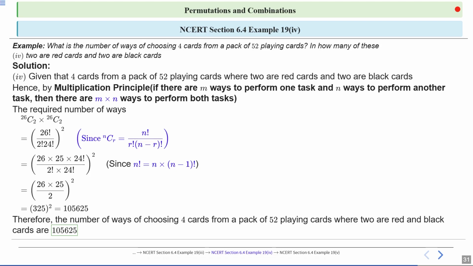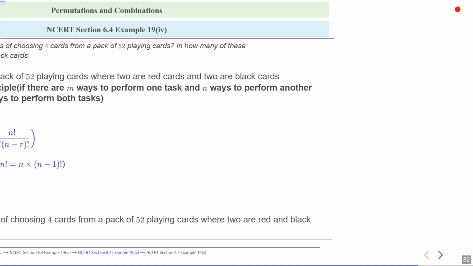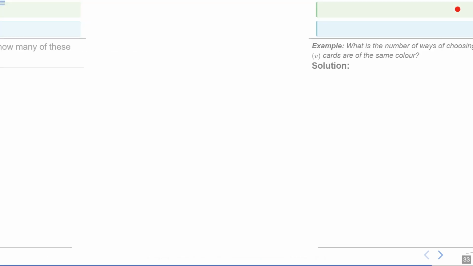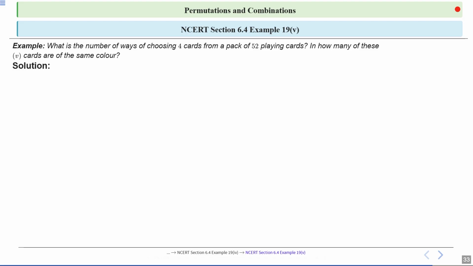Therefore, the number of ways of choosing 4 cards from a pack of 52 playing cards where 2 are red and 2 are black cards is 105625. Now, let's look at the fifth part of this example. Let's solve this part of this example.